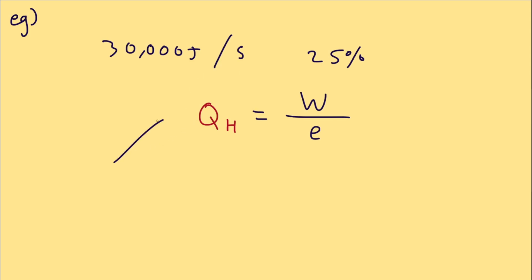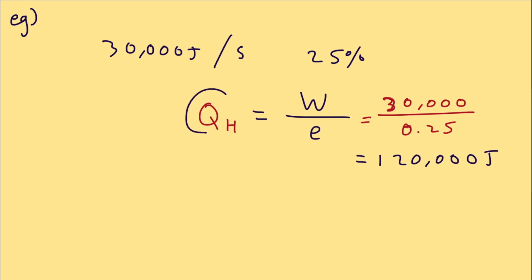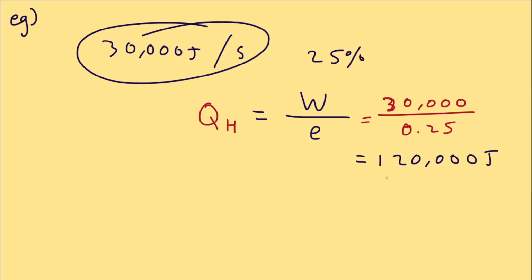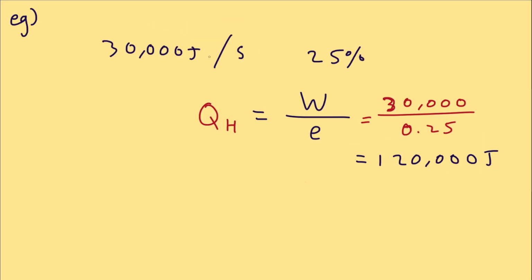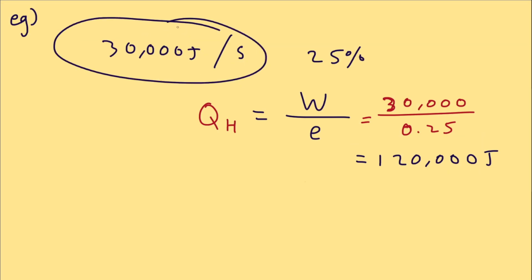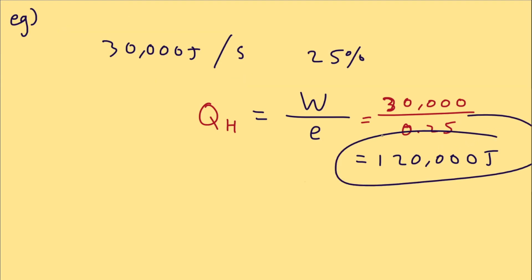We're looking for how much energy is going in and how much is wasted. The work it's doing is 30,000, and the efficiency is 25% or 0.25. This is 120,000 joules of input. So that's how much energy you're putting in to get this result. So what this number tells us is that your car does this amount of work, 30,000 joules every second, and the fuel it eats up is worth 120,000 joules.